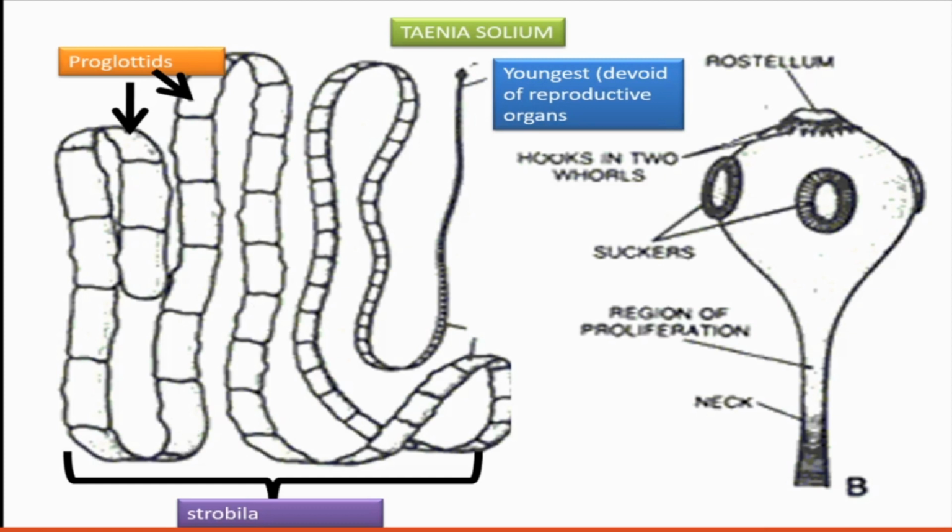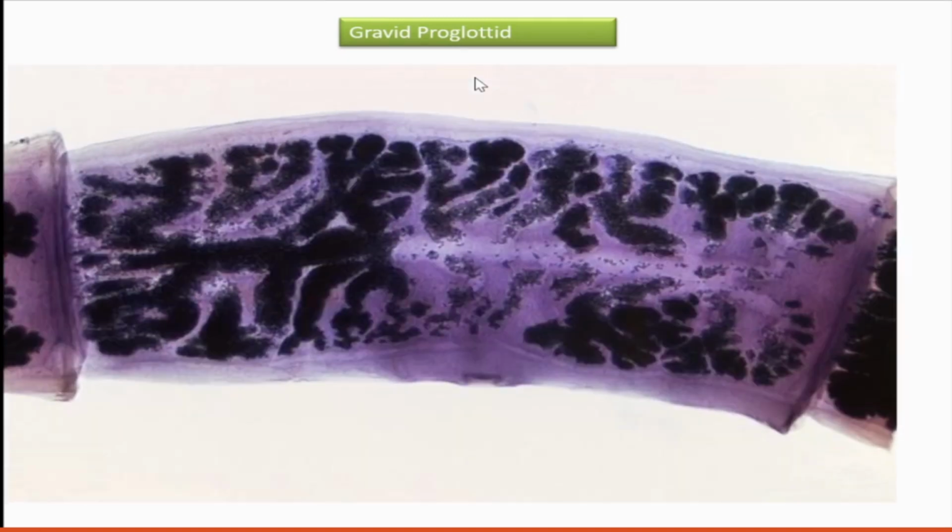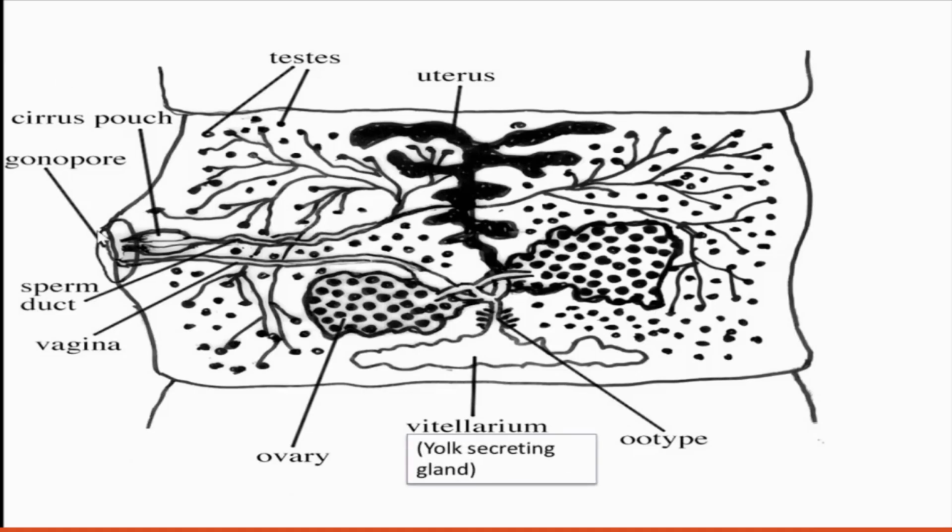Then middle proglottids, what's the specialty? They are mature and contain male and female reproductive organs. The mature proglottids alternately bear on their right and left margin a tiny protuberance. I will show you that. A small protuberance we can see. It's a genital papilla. It has a genital pore also there at its tip.